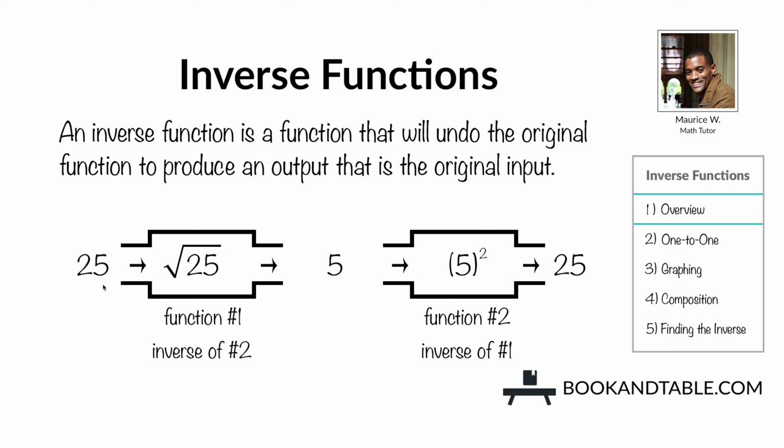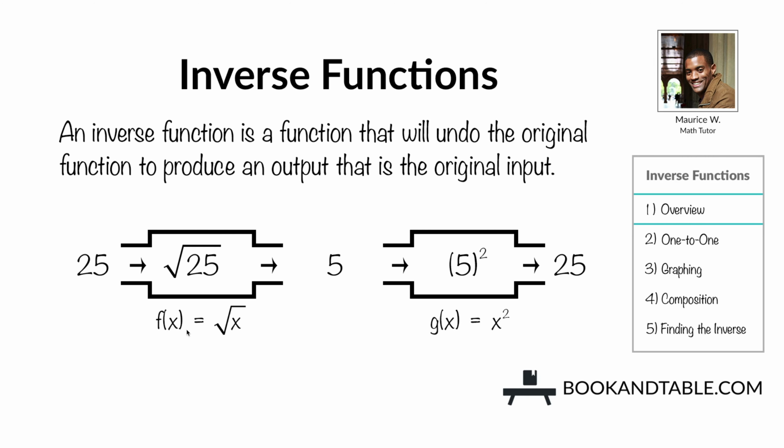Let's say x was 25, and we insert it into function 1, which is the square root of x. So the square root of 25 would give us 5. So how would we get back to the original input 25? That would require us to square the 5. 5 squared would give us 25. So we are back to the original input. So function number 1 would then be the inverse of function number 2. And function number 2 would be the inverse of function number 1.